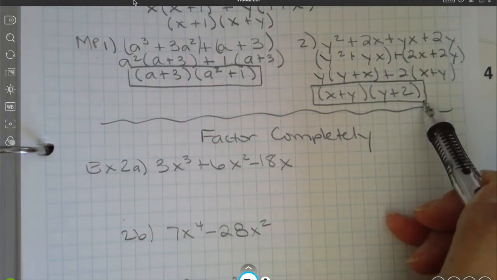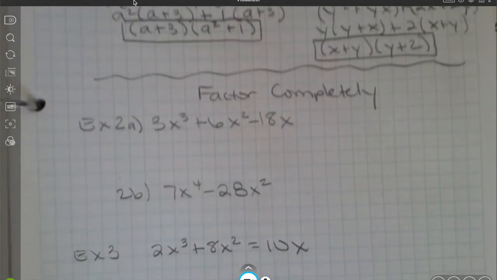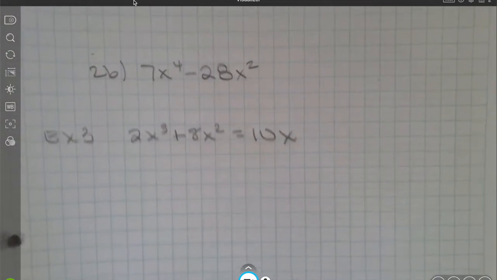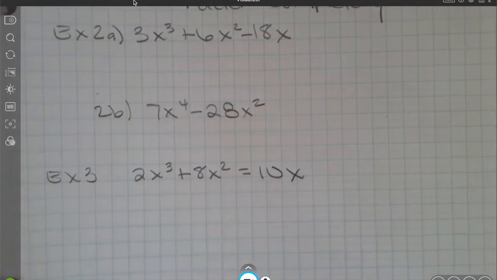All right, so moving on, we are going to factor problems completely. Let's start with example 2a.